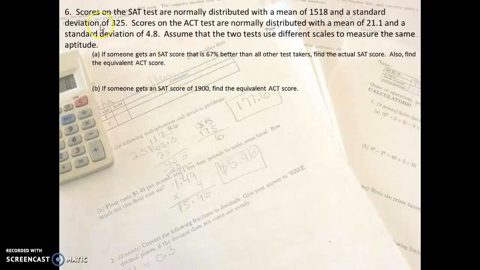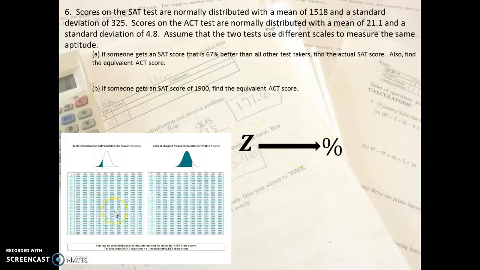But problem 6 on the review homework. I'm talking about normally distributed. I've got means. I've got standard deviations. A lot of familiar stuff. In particular, we did this when I gave you a z number and you had to find a percentage. We used this chart here to help us along that process.